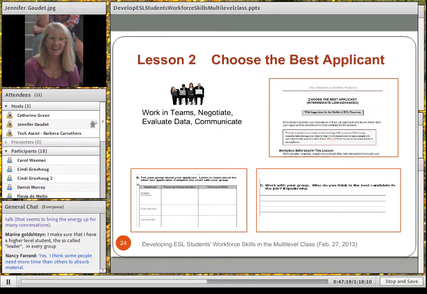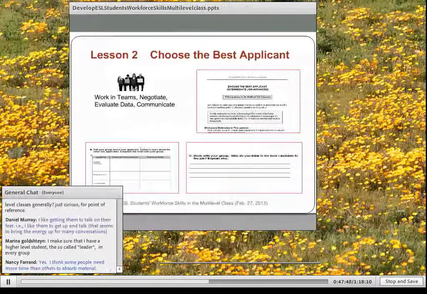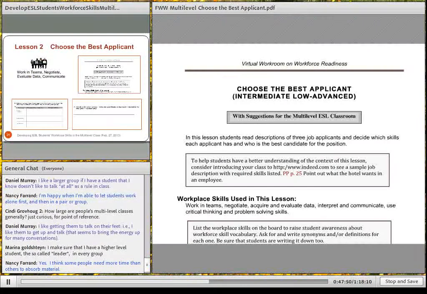And then down below, these are a couple of the activities students will be doing. Tell your group about your applicant, listen to learn about the other two applicants, and complete the chart with your group. And then on the right, work with your group. Who do you think is the best candidate for the job, and explain why. Okay, now again, be thinking about your classroom, what might work, what might not work as well. And let me go over here to lesson 2.